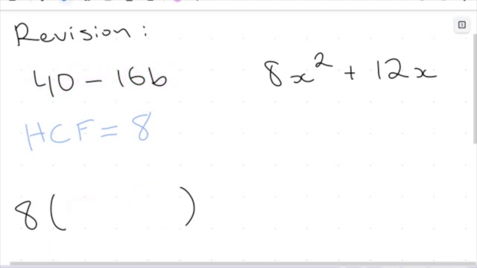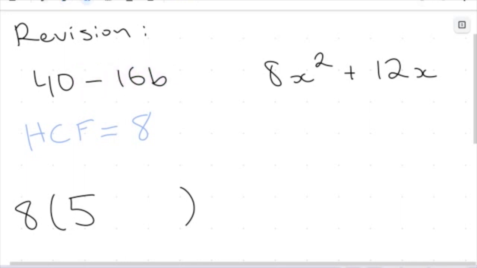Once again, this is all revision. Hopefully this is nothing new. Now I want to find a number that multiplies by 8 to give me 40. Well, that number is going to be 5. Now I also want a number that is going to multiply by 8 to give me negative 16b. Now this negative is important because that tells us the sign that we would expect for our term down here. Because we have a positive 8, we would want the number or the term in our brackets to be negative, because two negatives multiplying are going to give us a negative product up here.